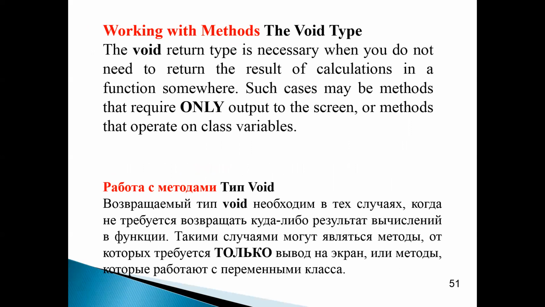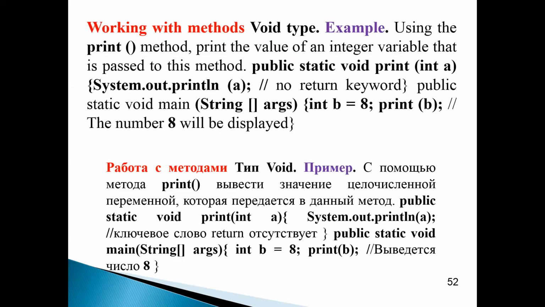Next slide, working with methods, the void type. The void return type is necessary when you don't need to return the results of calculations in a function somewhere. Such cases may be methods that require only output to the screen or methods that operate on class variables. Next slide, guys. Working with methods, void type.